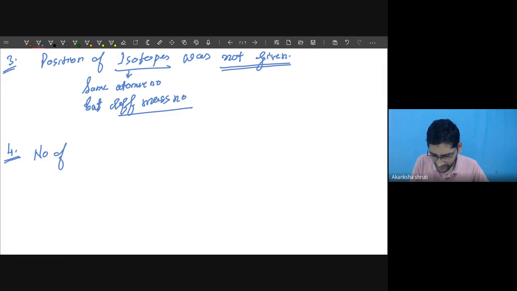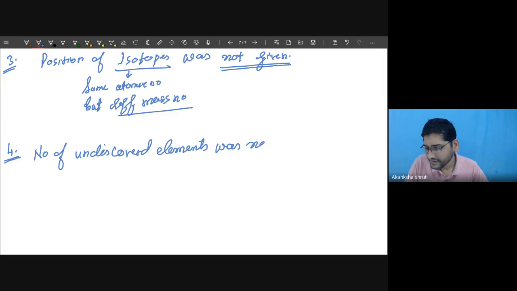Number of undiscovered elements was not given. These were the limitations. So this is all about our Mendeleev periodic table.